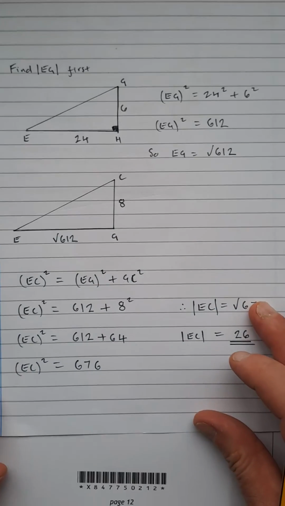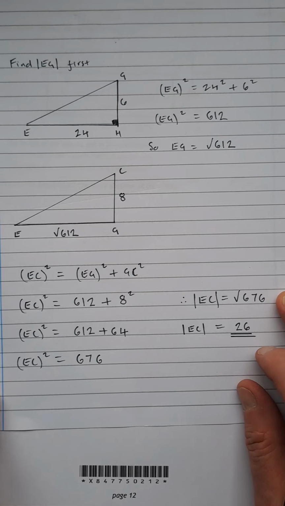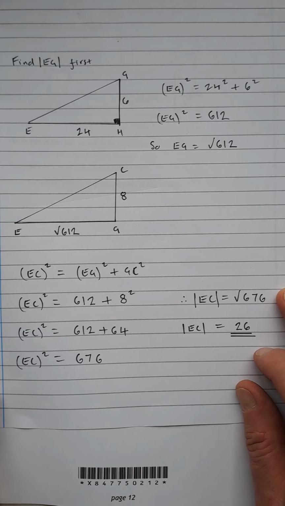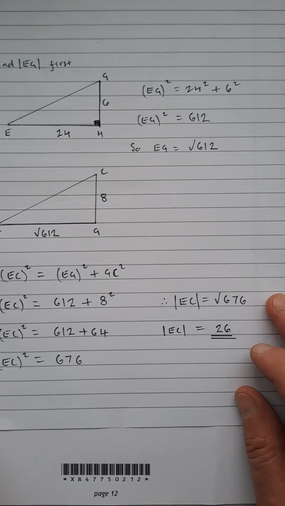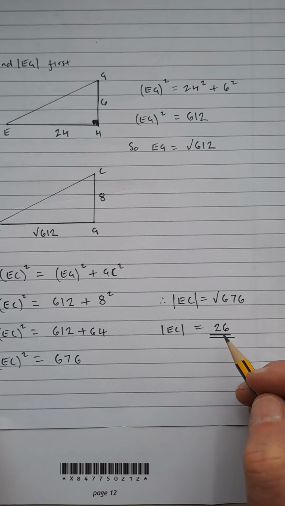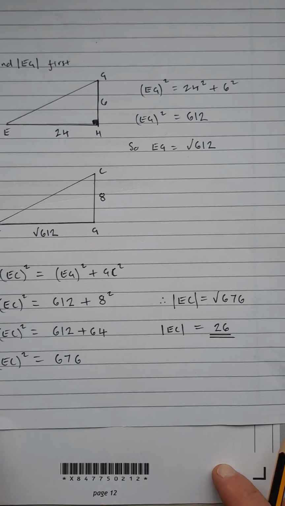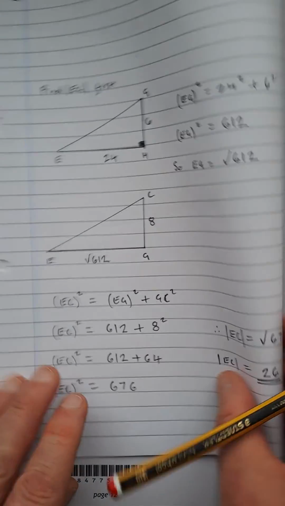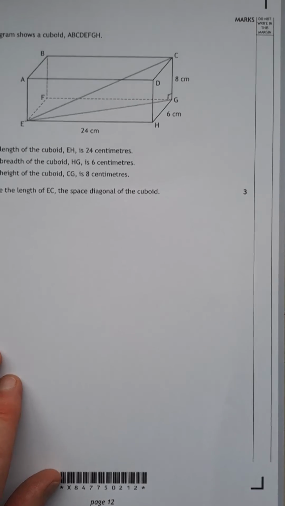So EC squared is EG squared plus GC squared. So the root of 612 squared, of course, is 612 plus 8 squared. So that gives you 676. So EC is the square root of 676, which is 26. So that's it there. There is another way, of course, of doing it, and that is using vectors.